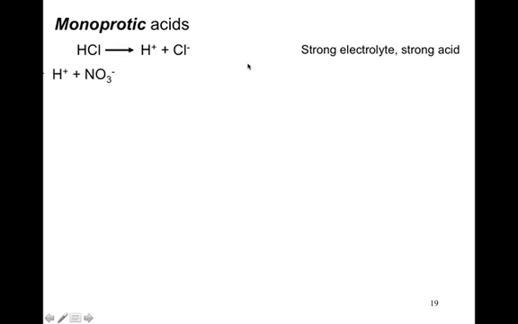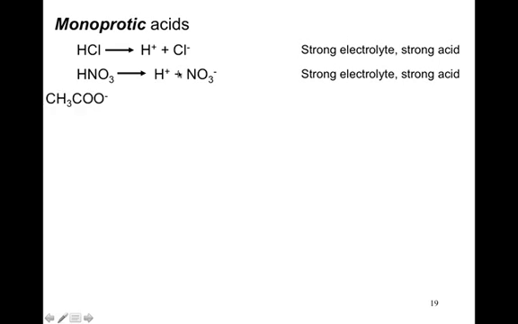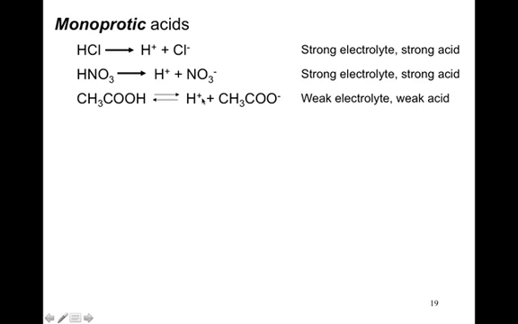So monoprotic acids, pretty basic to break down. Mono is one. Prot would be proton. So a monoprotic acid is going to be some sort of molecular compound that only has one hydrogen that it can really give away. Hydrochloric acid would be monoprotic. It's a strong electrolyte, therefore a strong acid. Here, HNO3 only has one hydrogen to give away, monoprotic. Strong electrolyte, strong acid. Here we've got CH3COOH, only gives up one hydrogen. It's a little weaker electrolyte and a little weaker acid.